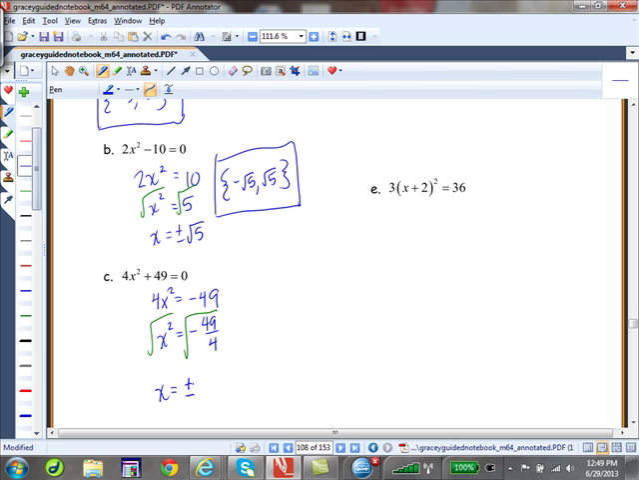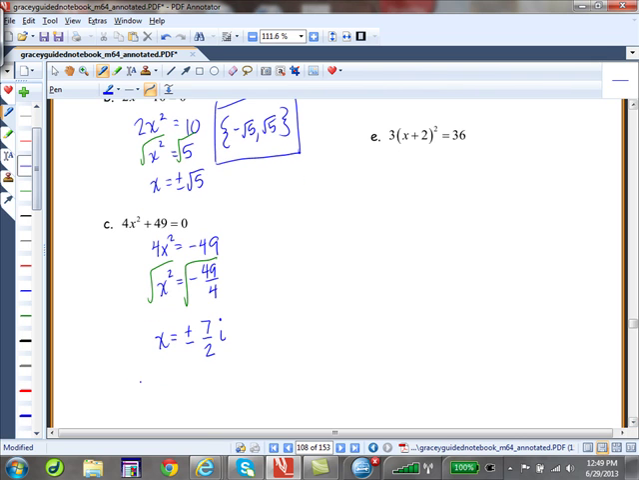I'll get my plus or minus, and remember I'm going to have an i because I have that negative in there. So I'll have 7/2 from the 49/4, and then i from the -1 that's under the radical. So you get two answers. You get -7/2 i, and +7/2 i.